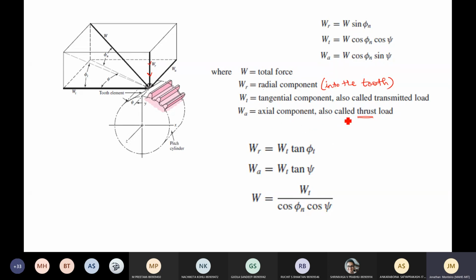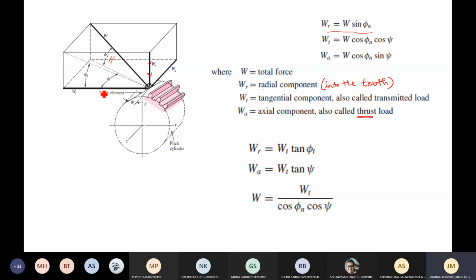How are they related to each other? WR is equal to W sine phi n. This is one relation. If you draw an entire vector diagram here, phi n becomes the normal pressure angle taken with respect to the base plane on which the forces are acting. So phi n is the quantity over here, as you can see. With respect to that, WR is W sine of phi n.